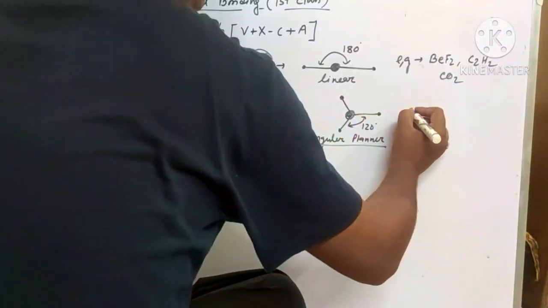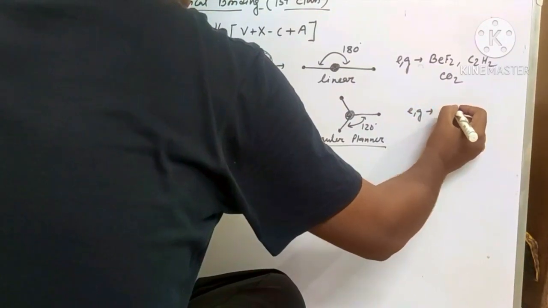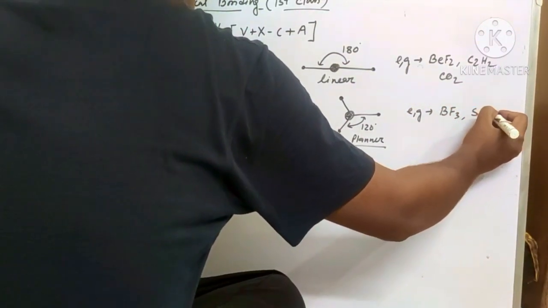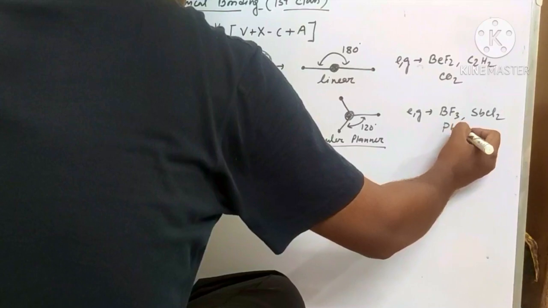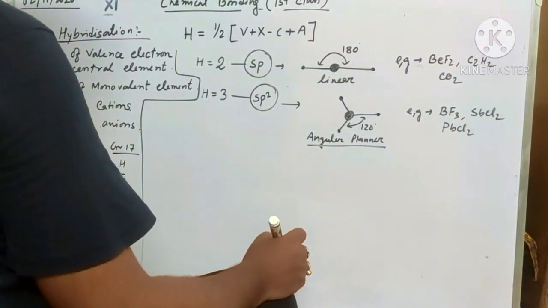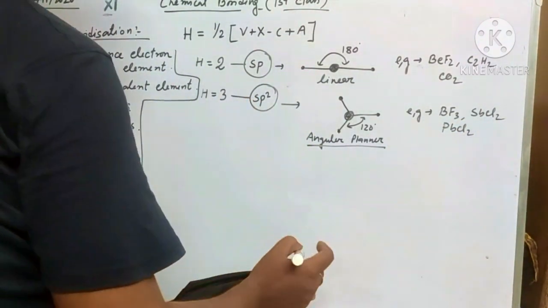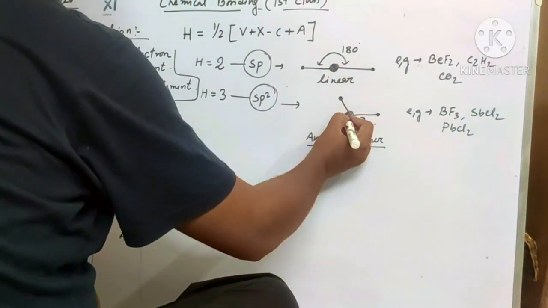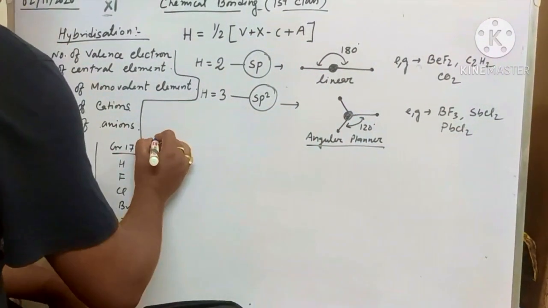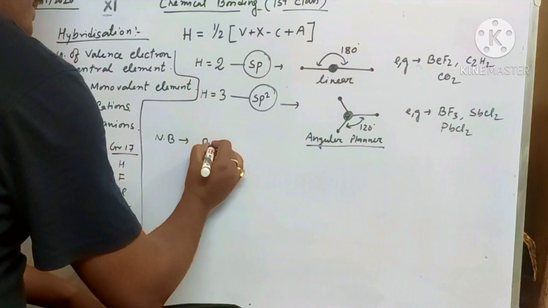Okay. Examples: BF3, SbCl3, BCl3. Those are the examples of elements having sp2 hybridization. Here we have to mention a factor, that is bond pair.